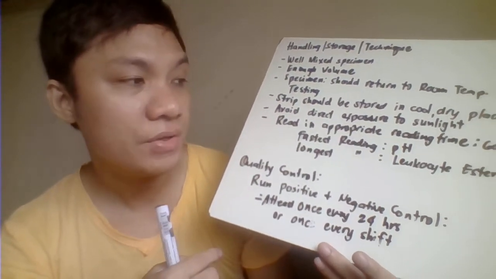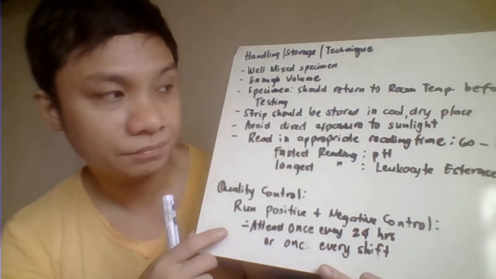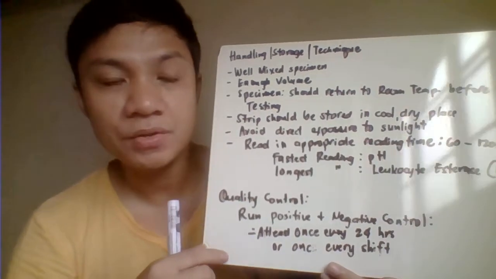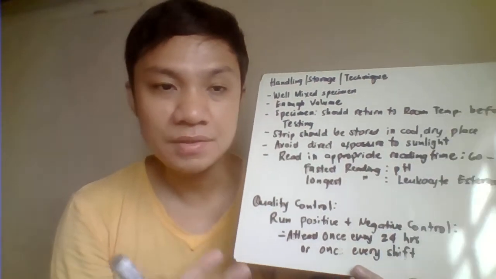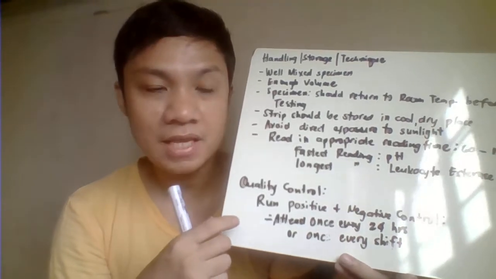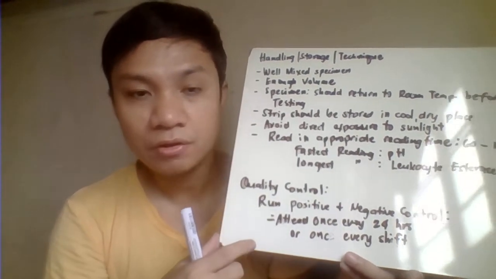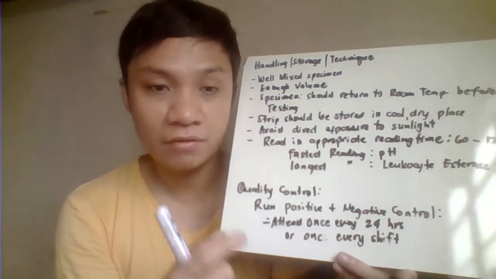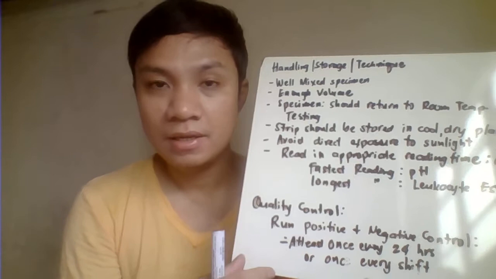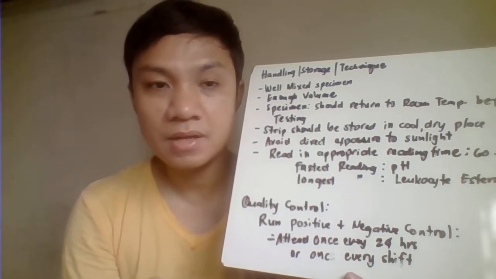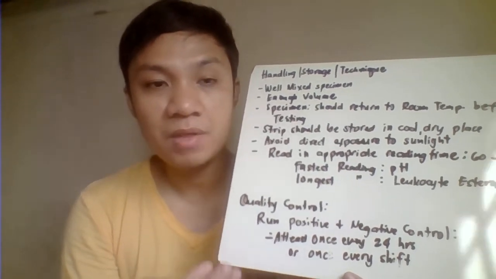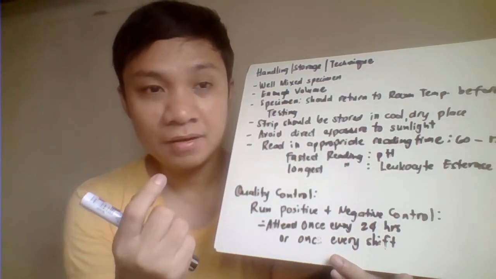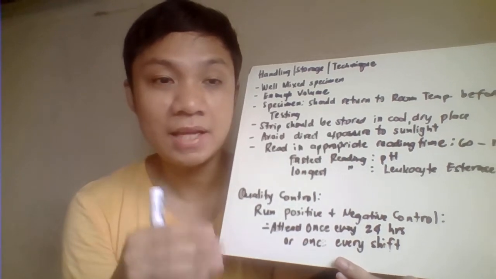Okay, then we also have the quality control. For quality control, every time you are using your strip before testing your specimen sample, you need to test for the quality control, the positive and the negative control. The positive control is actually a chemical reagent that is purchased from the manufacturer. And a positive control is eventually like our urine sample, only that one is positive.